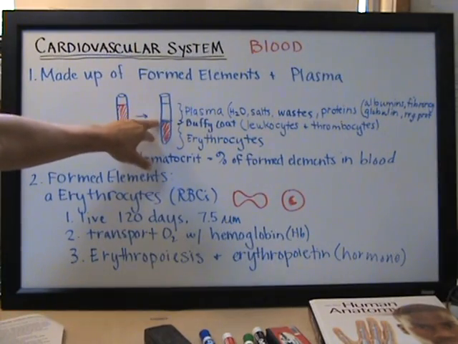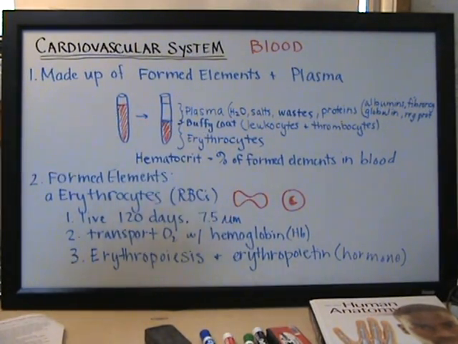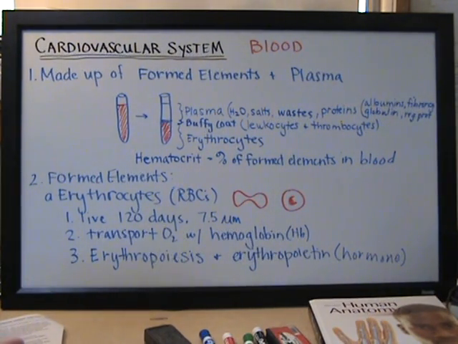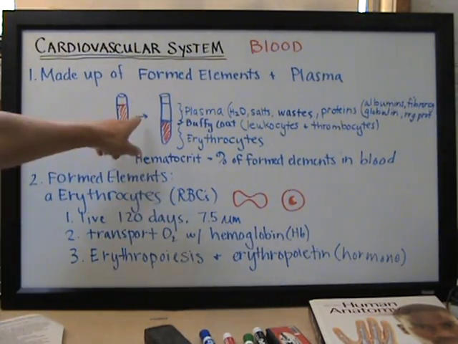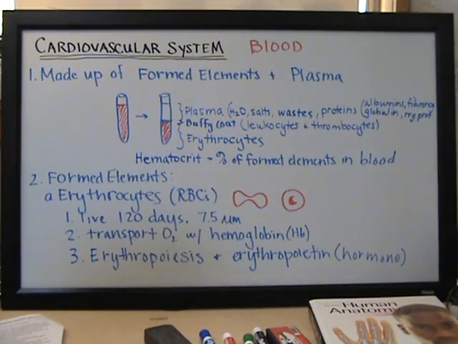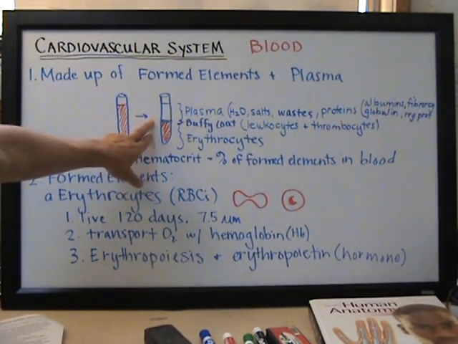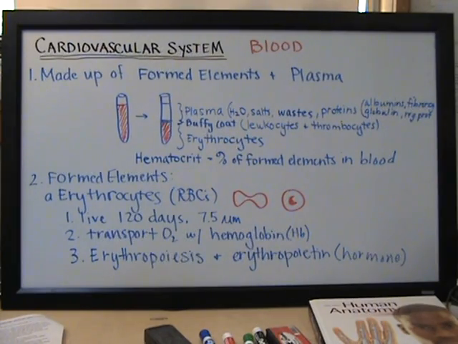In between the plasma and this lower portion is a small layer called the Buffy coat. The Buffy coat is made up of leukocytes, or white blood cells, and thrombocytes, which are important for clotting, so the platelets. This bottom portion is made up of erythrocytes, and this is the red part. Erythrocytes are red blood cells.